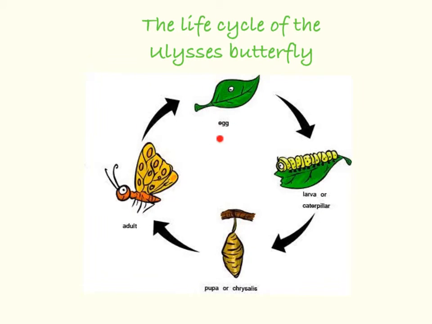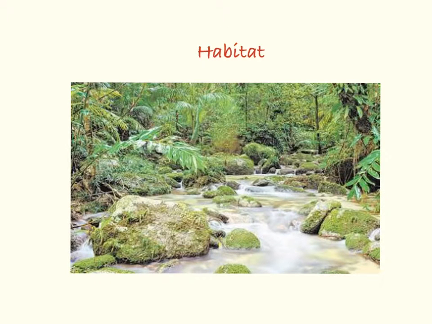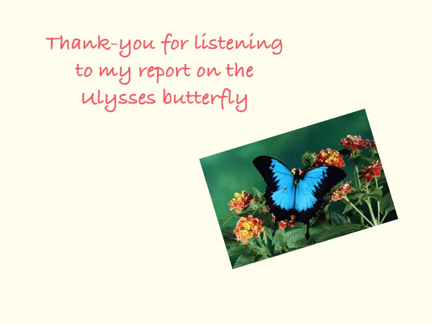Starting from the egg, which is hatched on a leaf, then hatching into a larvae or caterpillar. Following the caterpillar stage is the chrysalis or pupa stage, and finally the butterfly. My last slide displays the habitat of the butterfly, and note my heading, habitat, as each slide will have its own heading. Thank you for listening to my report about the Ulysses butterfly. Now it's your turn to create your report on your mini beast.